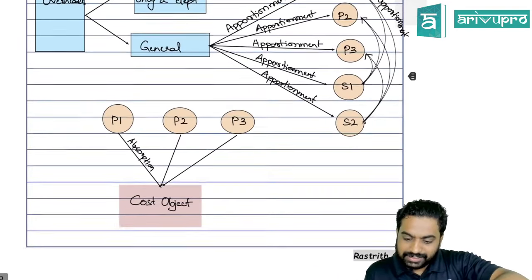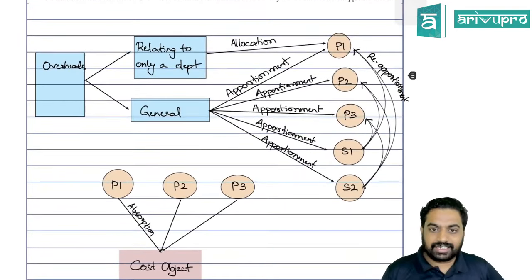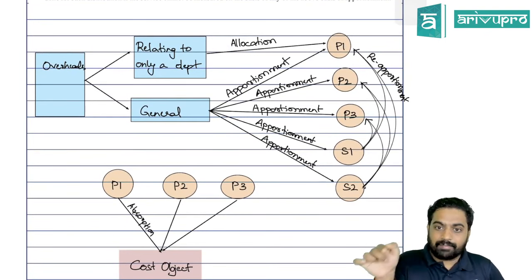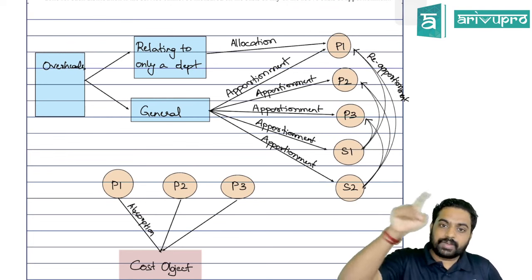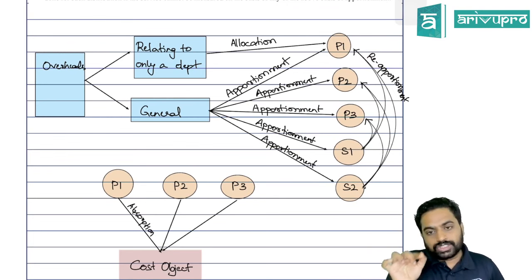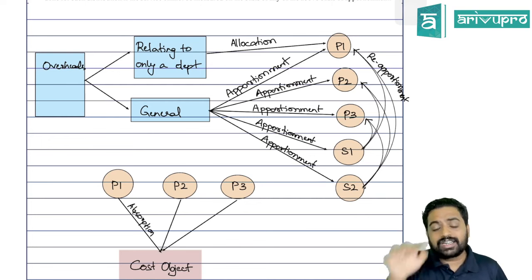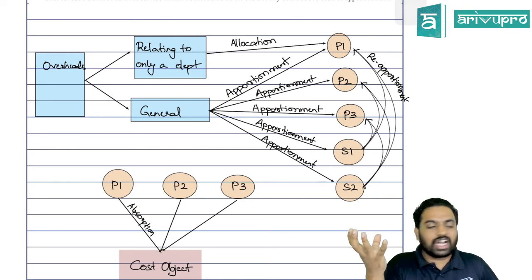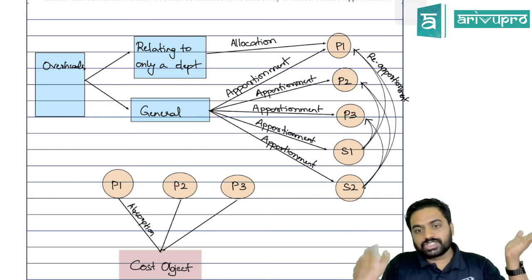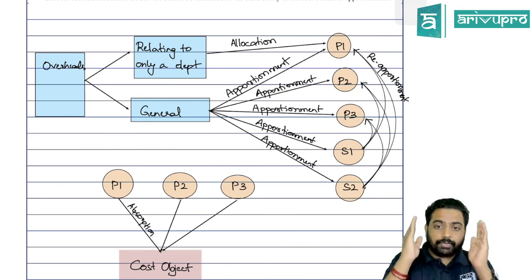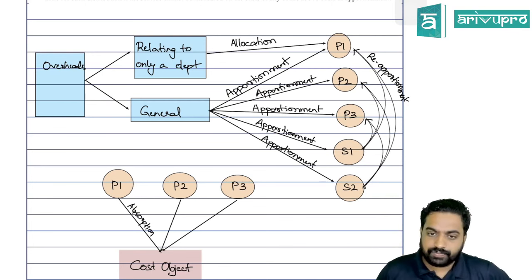In the given case, see here, S1 and S2 are there, no? They are not providing service between them. They are all providing service to P1, P2, P3. S1 is providing service to P1, P2, P3. S2 is also providing service to P1, P2, P3. S2 is not providing service to S1, and S1 is not providing service to S2. Which means the accounting team is not providing service to the HR team, and the HR team is not providing service to the accounting team. But both of them are providing service to the production team.